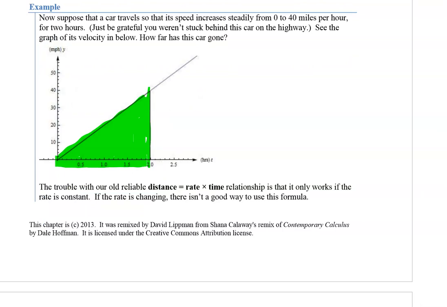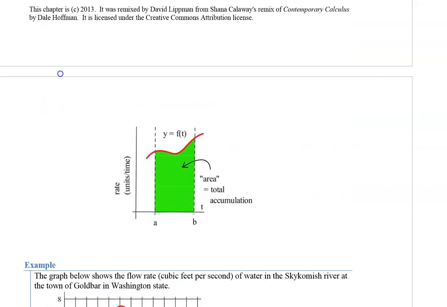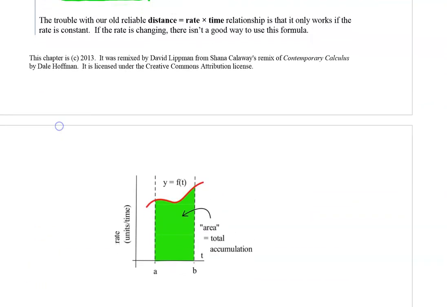Now, this was a specific example dealing with velocity and trying to find that total distance traveled, but let's think about it in a more general sense, and let's look at this graph here. If we were looking at the curve being our function with relation to time, with the y-axis as our rate and the x-axis as t, then any area underneath that curve would be the total accumulation of what we're dealing with.